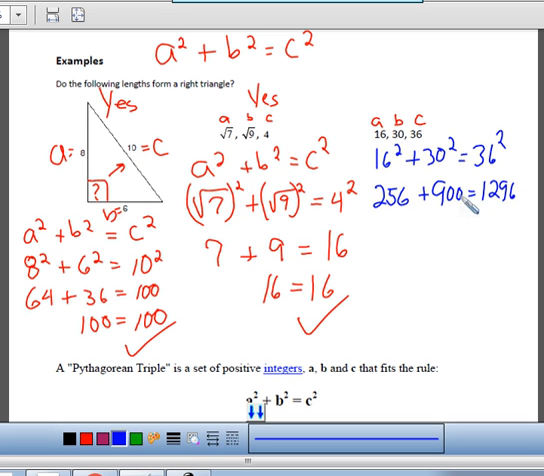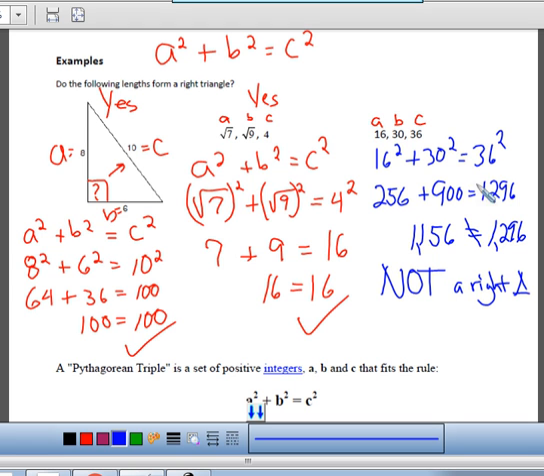And 36 squared is 1,296. 256 plus 900 is 1,156. That does not equal 1,296. So, what does that mean? This is not a right triangle. Why? Because the Pythagorean theorem did not work. If the Pythagorean theorem is not true, then it is not a right triangle.